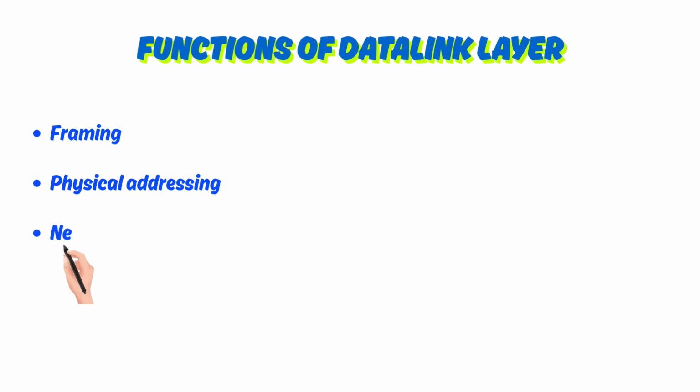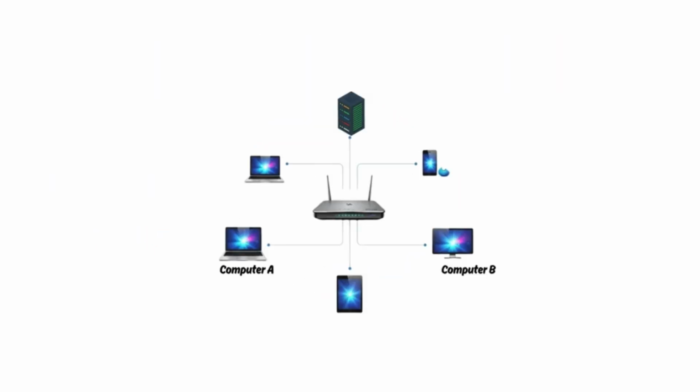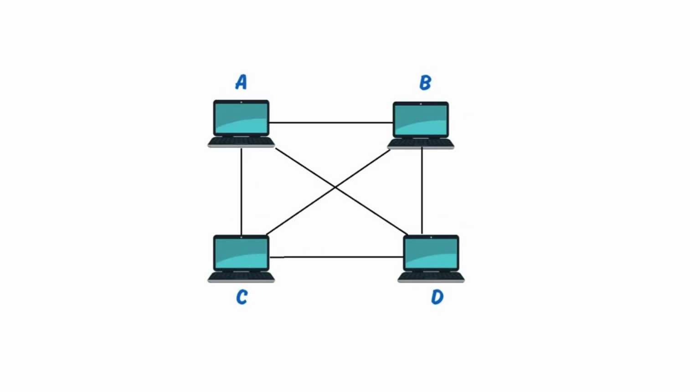The third function of data link layer is network topology. Network topology we have discussed in the previous video. It is the arrangement of devices in a network, like how devices are connected in different shapes, such as ring, star, bus, or mesh topology. Based on handling access and flow of data, the data link layer decides which topology is to be adopted.